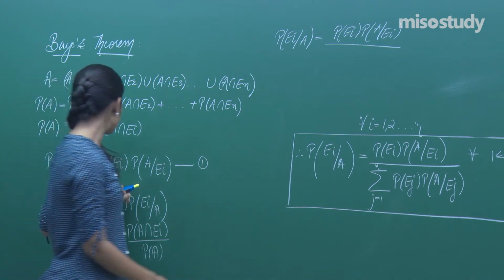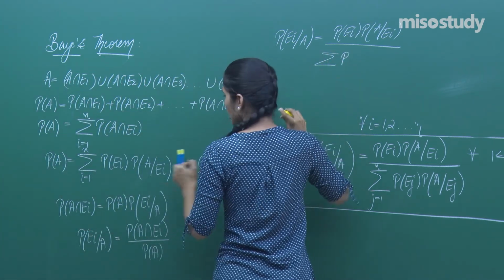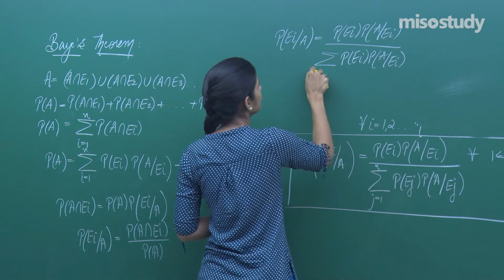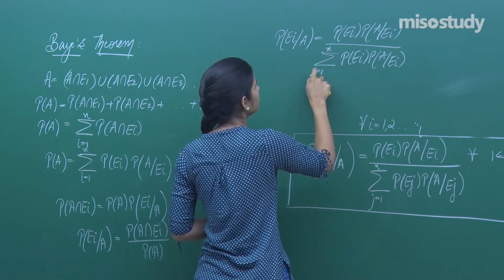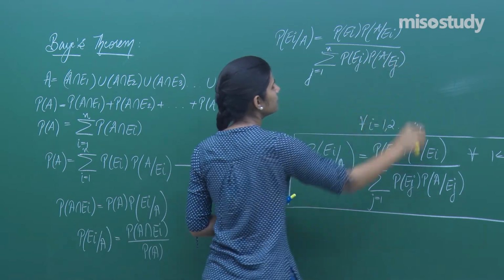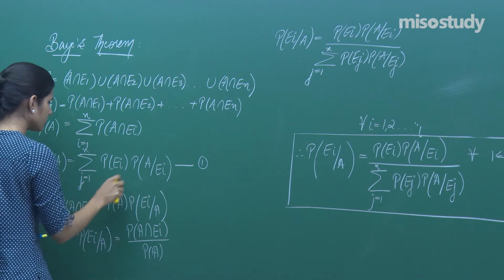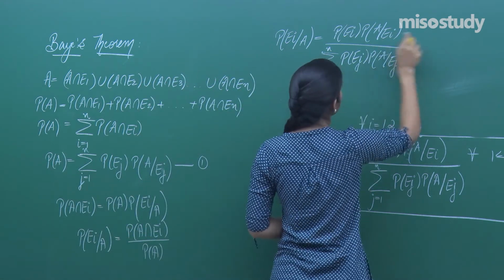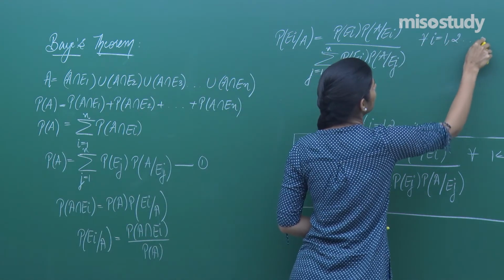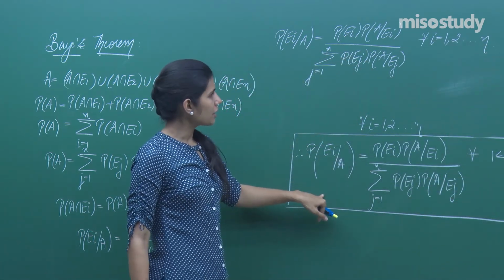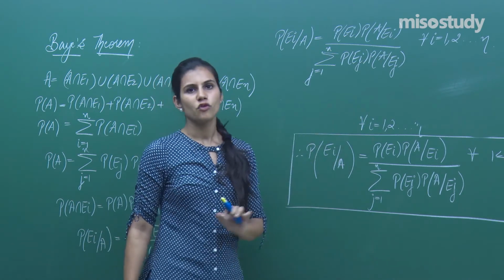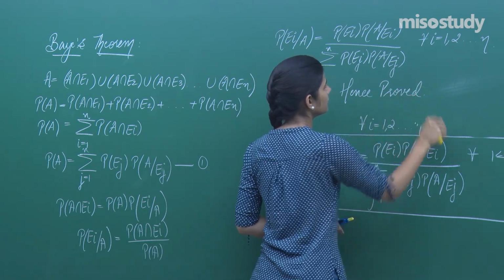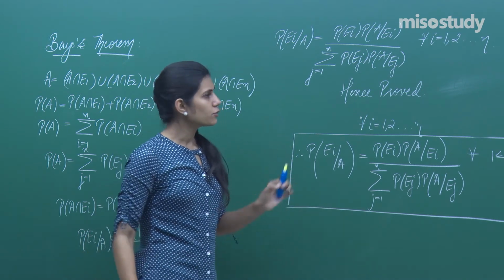Probability of A is given to me by equation 1. It is the summation of probability of Ei into probability of A by Ei, where i is varying from 1 to n. Or let me write j over here, I'm just changing this variable. Understood? And this i was chosen randomly, so this is true for all i varying from 1 to n. Clearly you can see this and this are matching completely, and therefore this is the proof of my Bayes theorem. Hence proved. You understood? This is the very proof of the Bayes theorem.